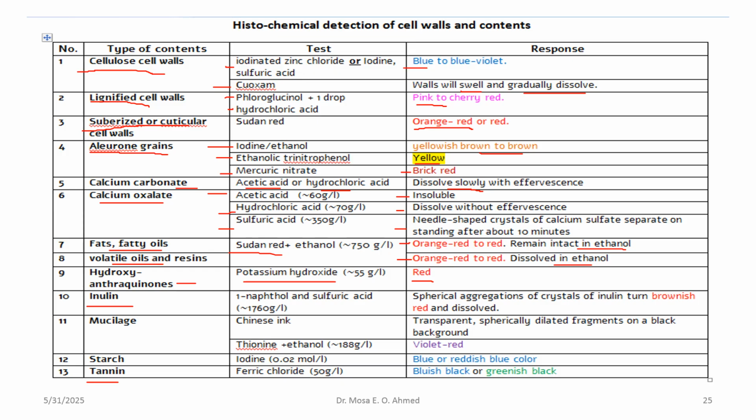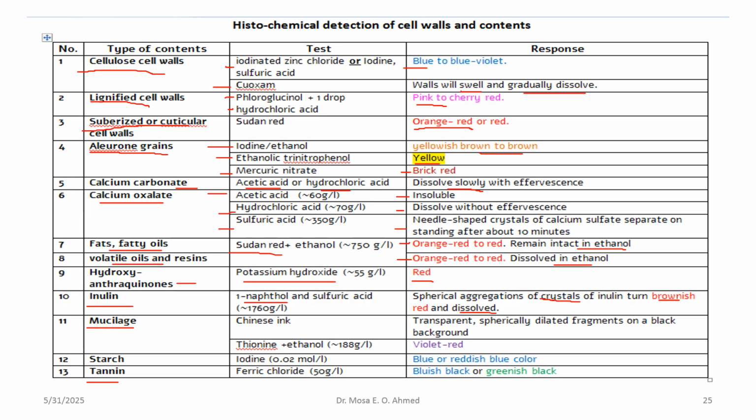Inulin is a polysaccharide that can be detected by using alpha-naphthol and sulfuric acid reagent. Inulin, with addition of naphthol and sulfuric acid, forms spherical aggregations of crystals that change to a brownish red color, and lastly they dissolve as time goes on.